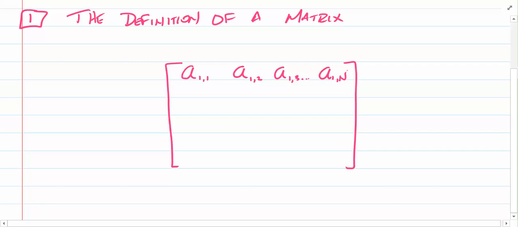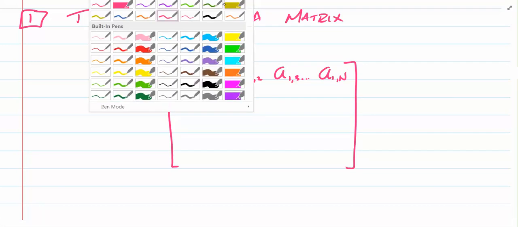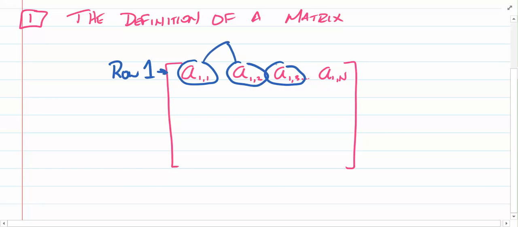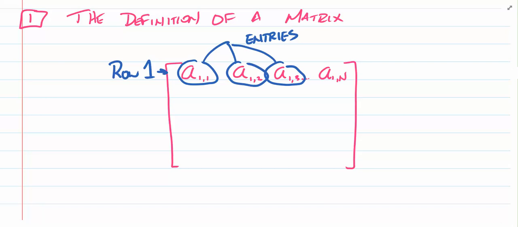Okay, so a matrix has what's known as rows and columns, all right? So as you guys know, rows go left and right. So this is row number 1 right here, all right? And row number 1 has the things that we call entries inside here. So this piece right here, this piece over here, this piece over here, all of these are called entries. These are the row entries for row number 1. Okay? And we can have as many rows as we want.